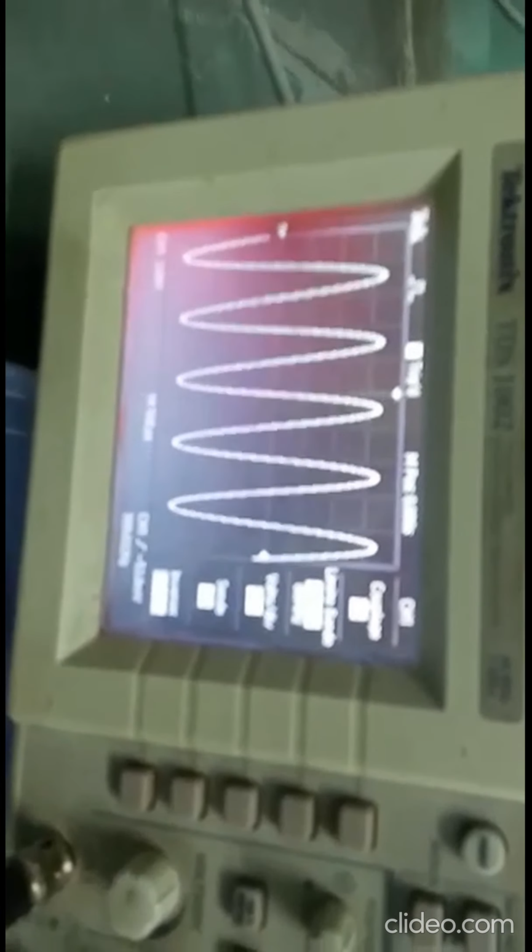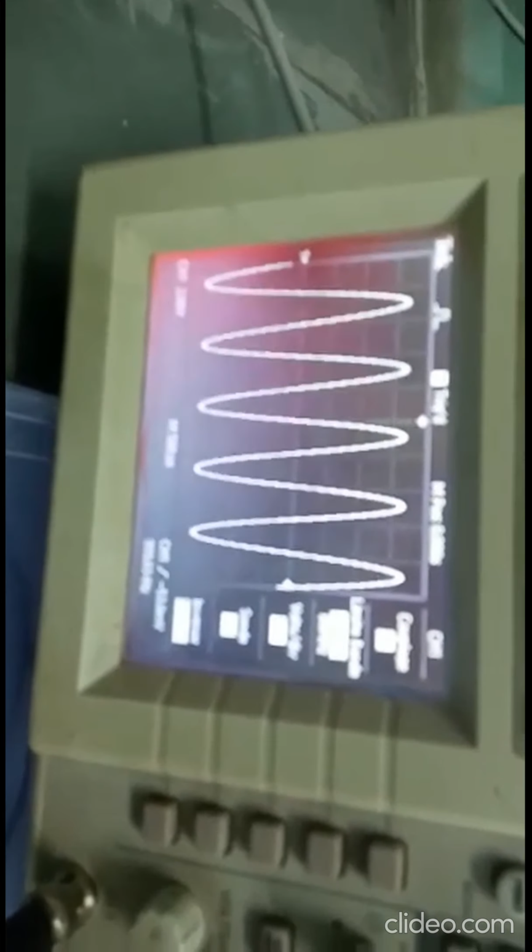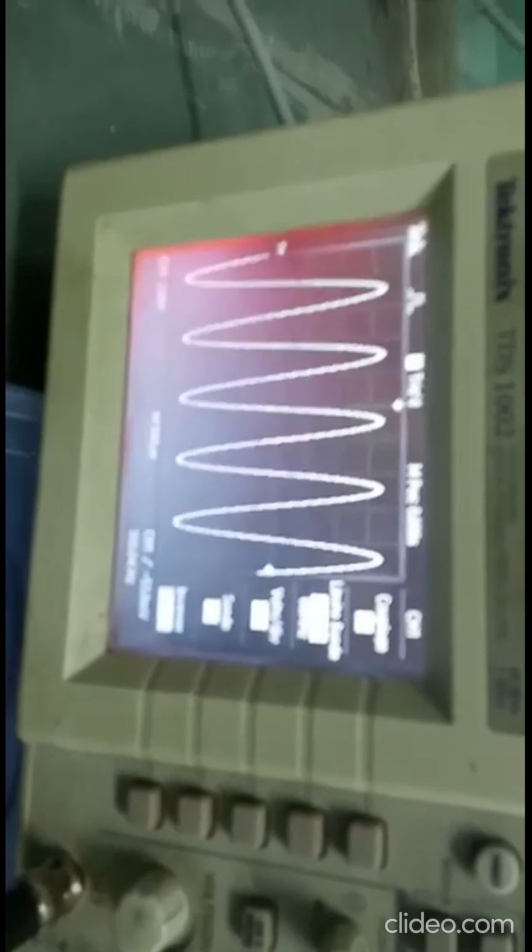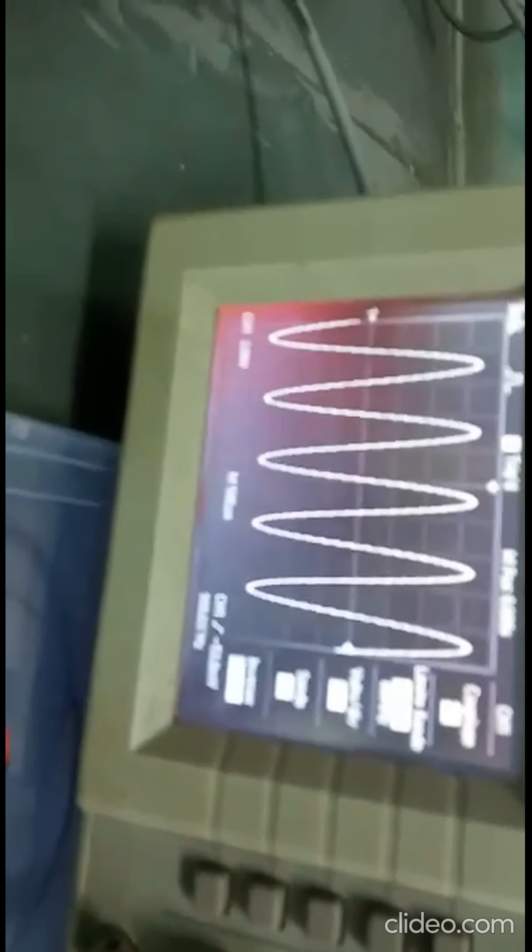But at the output section, as I have shown you, we are getting a 2 volt signal. So there was a loss of some 8 volt signal. We transmitted a 10 volt signal, and in the output section we are getting a 2 volt signal.